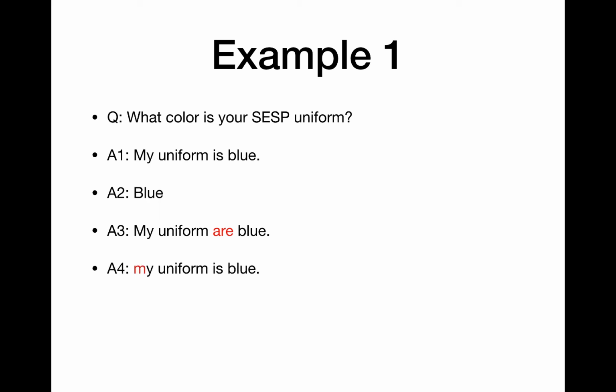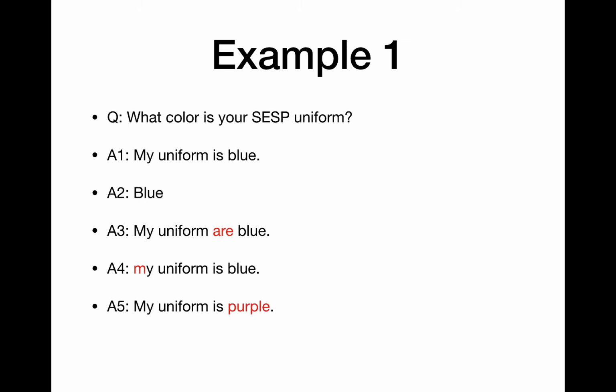Answer number 4, my uniform is blue. Again, it addresses the prompt. It's an attempt at a complete sentence. Grammar is correct. Vocabulary is correct. Mechanics, unfortunately, are not correct. This sentence needs some capitalization at the beginning, and so this response would receive 2 points. 1 point for grammar, 1 point for vocabulary.